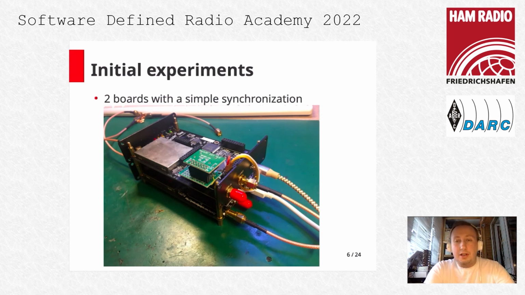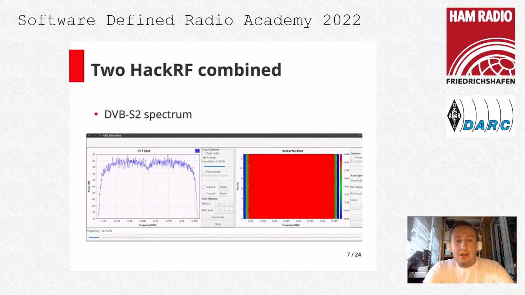Then I started experimenting with software. I used GNU Radio for graphs for all my experiments and software. This is how it looks. I tried to tune to one of the satellites, a broadcast satellite signal. So here we have a full DVB-S2 broadcast spectrum. We have 40 MHz bandwidth. So the signal of the satellite is clearly visible.